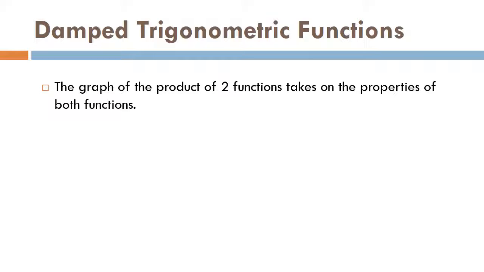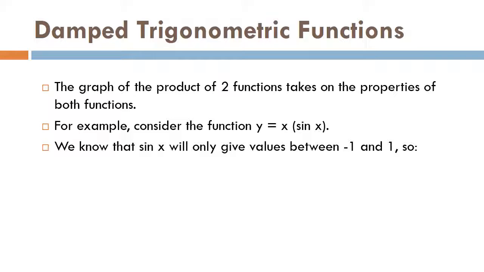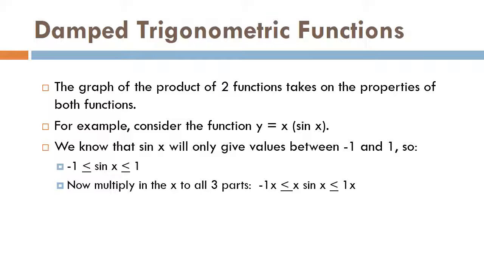Damped trig functions are actually kind of cool. What you do to get a damped trig function is graph the product of two functions, and the graph takes on the properties of both. For example, if we look at x times the sine of x, we know that sine of x gives us y values between -1 and 1. So we know that -1 is less than or equal to sine of x, which is less than or equal to 1. Multiply all three parts by x to match the function we just mentioned.